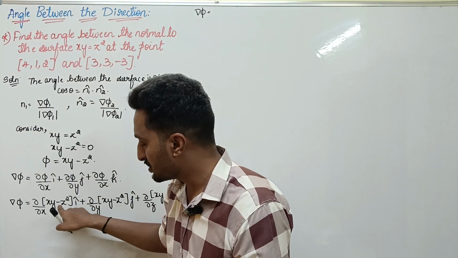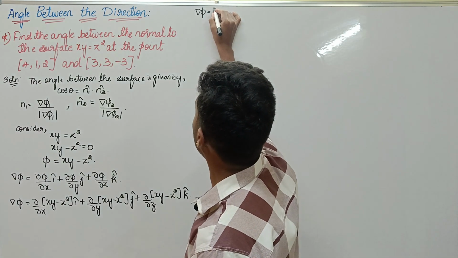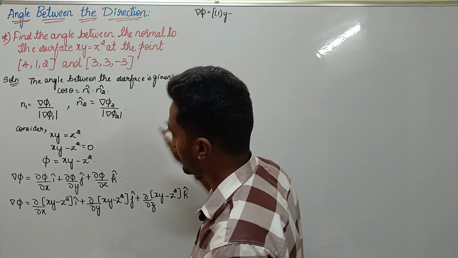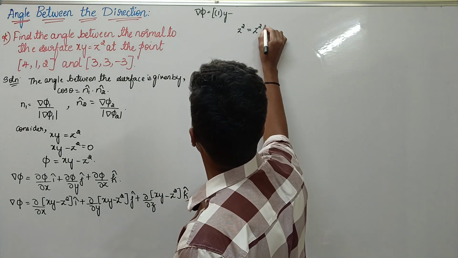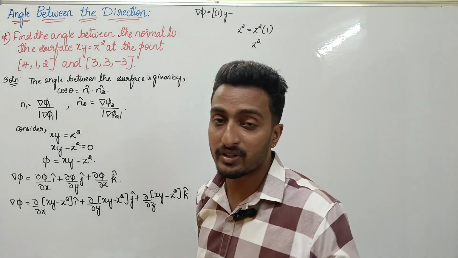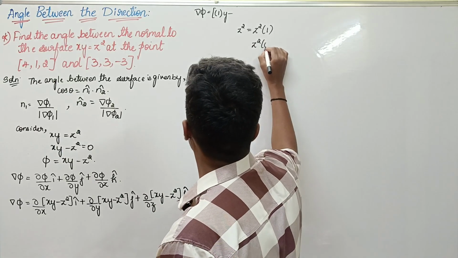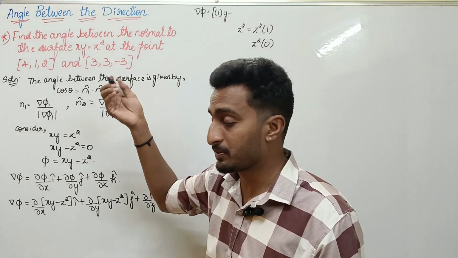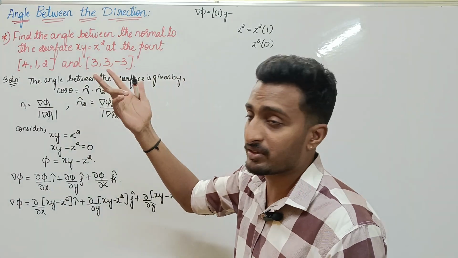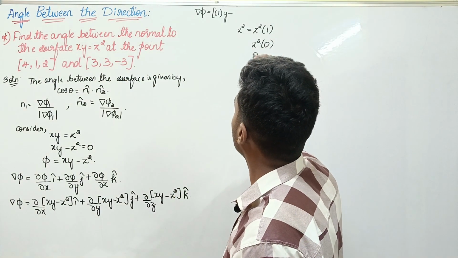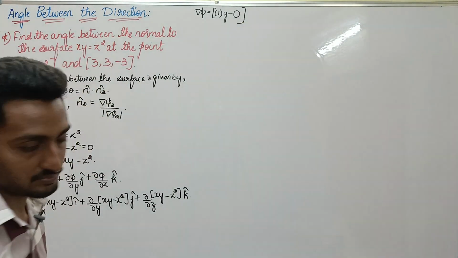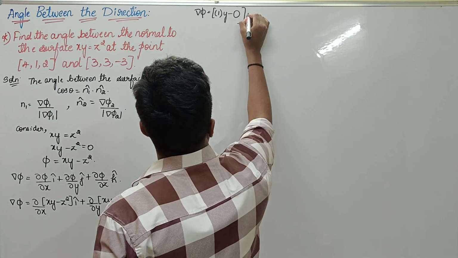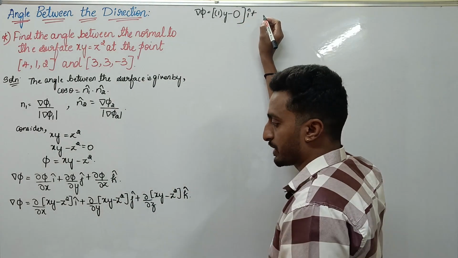We have xy: y remains constant, differentiation of x with respect to x is 1. Minus differentiation of z square. While differentiating, z square can be represented as z square into 1, where z square remains constant, and differentiation of 1 with respect to any variable is 0. So z square into 0 gives 0. So we always define it as 0. Now into i cap plus, now differentiate with respect to y.